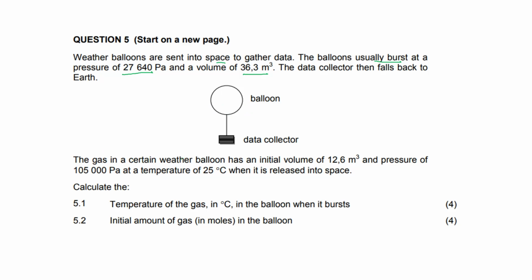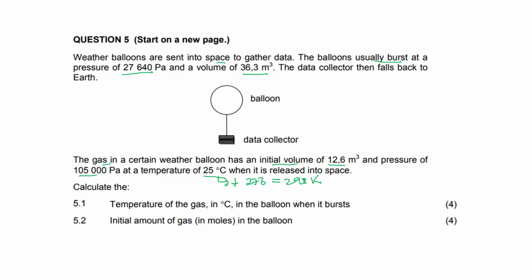The gas in a certain weather balloon has an initial volume of 12,6 and a pressure of 105,000 at a temperature of 25 degrees Celsius. Remember, we don't want Celsius, so immediately change that to Kelvin. So we're just going to add 273, and that will give you 298 Kelvin.